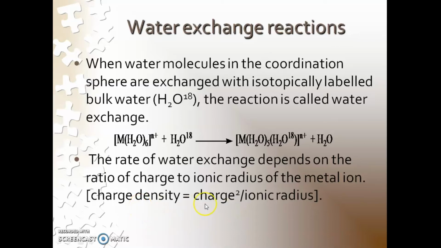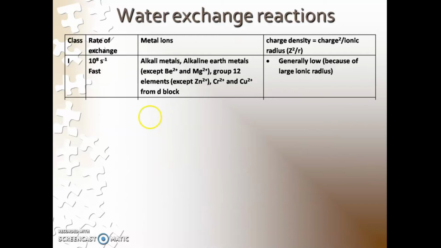The charge density is directly proportional to the charge of the metal ion. That means when the metal ion has higher charge, then the charge density will be more. Similarly, the charge density is inversely proportional to ionic radius. That is, when the ionic radius is less, then the charge density will be more. So in a smaller radius, if there is high charge, then it leads to higher charge density. Now this charge density affects the rate of water exchange reactions. So we will learn how this is possible.